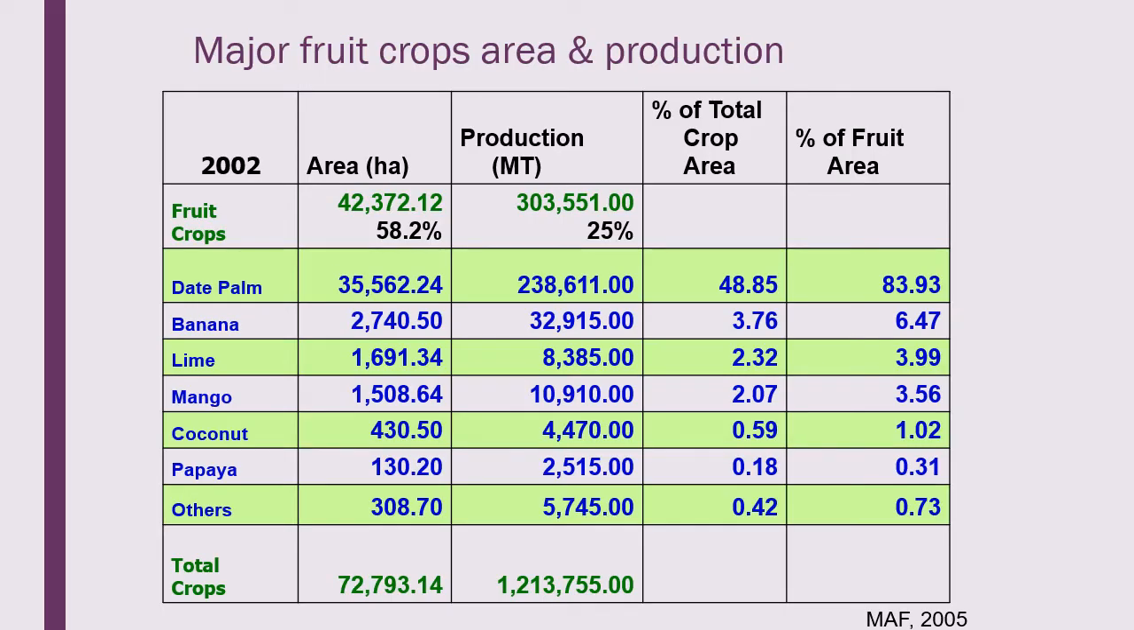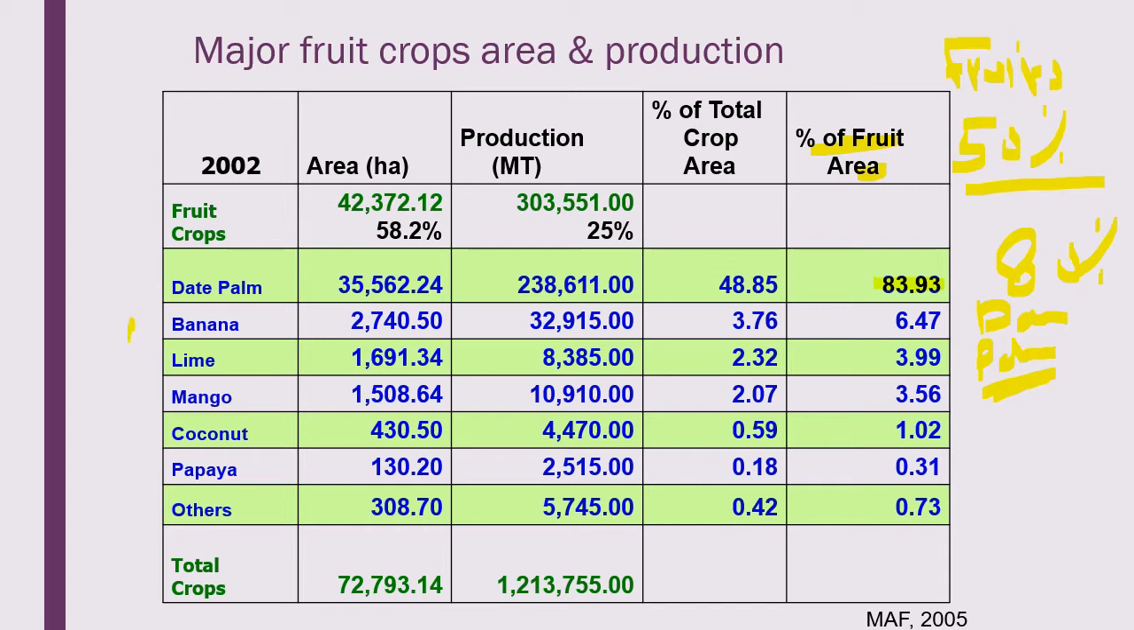So here are some of the statistics. You can see date palm is the most important fruit crop. In general, fruit crops occupy about 50% of the total area. So in Oman, 50% of cultivation is fruit crops. Out of this, 80% is date palm. So really, date palm is very important. Date palm is 80% of the 50%. Okay, so this is the percentage of fruit area that is date palm.